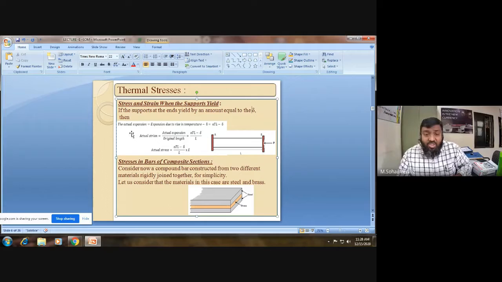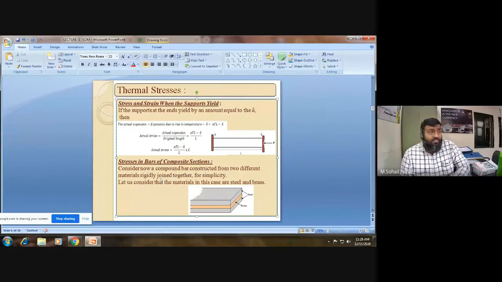So the actual expansion would be written as the expansion due to rise in temperature, alpha into T into L, minus this. The actual expansion would have been 1.5 mm, but it is restricted. So actual strain is equal to actual expansion upon original length. That gives the actual stress. So this is the second formula. Generally, the questions on thermal stress are 1 mark questions, and these two formulas should be kept in mind.